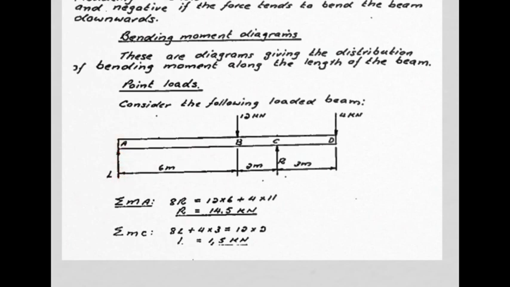So if I take moments about A, I effectively eliminate one of the unknowns and leave only R as an unknown. So with my finger on point A, I say 8 times R, 8 meters times R is anti-clockwise, is equal to 12 times 6 plus 4 times the full distance back to A, which is 11 meters, and I can find R at 14.5. Similarly, take moments about C to eliminate the other unknown, and I find L at 1.5 kilonewtons.